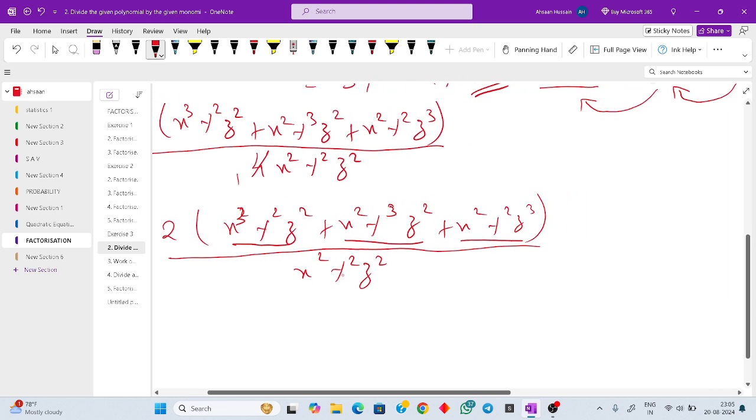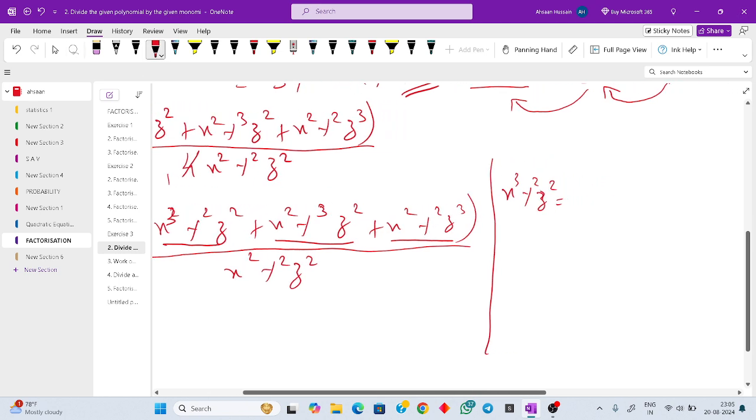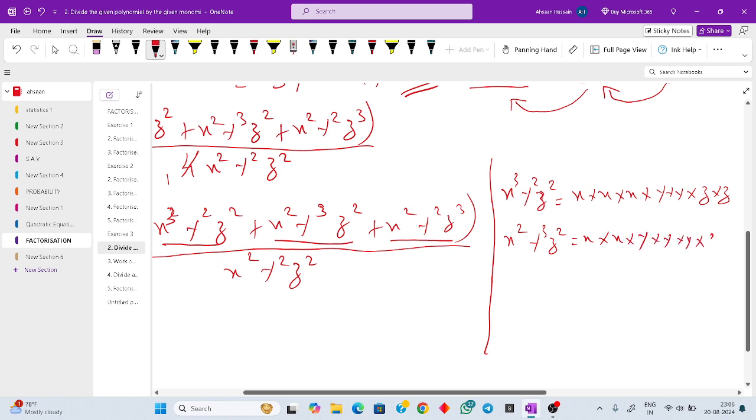You can find it in a rough space. x cube y square z square means x multiplied x multiplied x multiplied y multiplied y multiplied z multiplied z. And x square y cube z square will be x multiplied x into y multiplied y multiplied y multiplied z multiplied z. And x square y square z cube will be x multiplied x multiplied y multiplied y multiplied z multiplied z multiplied z. So what is the common factor?